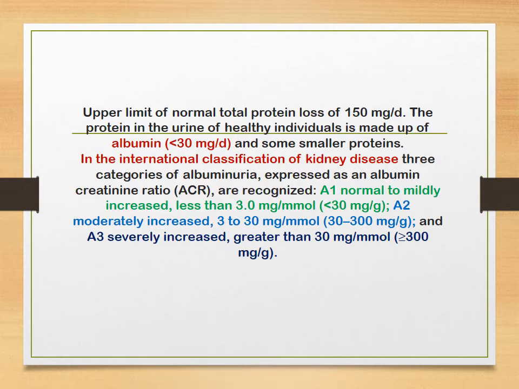Category A1 is normal to mildly increased, in which the ratio is less than 3 milligrams albumin to millimole creatinine. Grade 2 is 3 to 30 milligrams albumin to millimole creatinine, and grade 3 is more than 30 to more than 300.